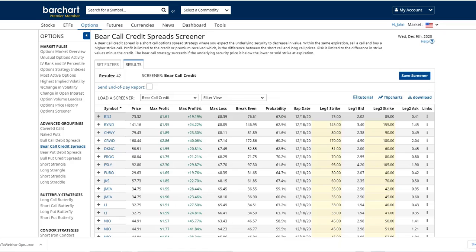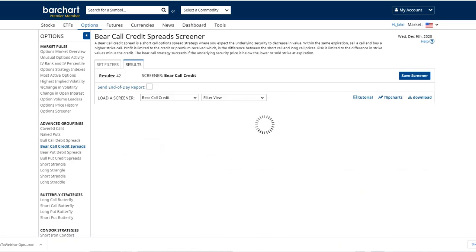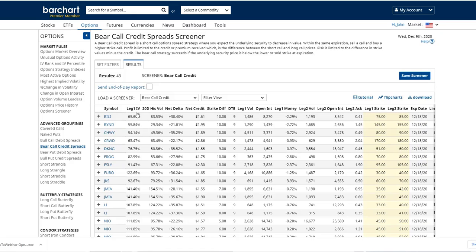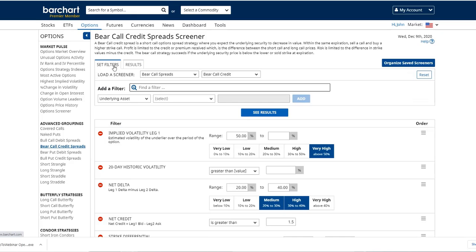Under my filter views, these are the strategies that I look at. The first 2 inputs I have are the leg 1 IV, or implied volatility, and the 20-day historical volatility. What I want to do in credit spreads is look to sell in what we call a high volatility environment, right? The higher the volatility, the higher the premiums. The higher the premiums, the more we can collect. So we want to look for a high volatility environment.